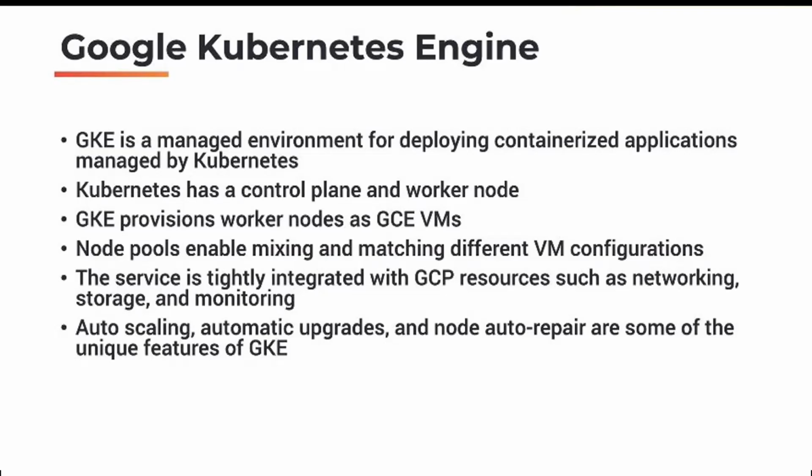Okay. Node pools enable mixing and matching. Node pools are nothing but node groups, a group of nodes again. The service is tightly integrated with GCP, which means, just like with AWS, you take any AWS service, it is integrated with other AWS services and works properly with them. Here also Google Kubernetes will work with all the other services provided by Google Cloud. Scaling, upgrades, auto repair, all of these things are taken care of by GKE.